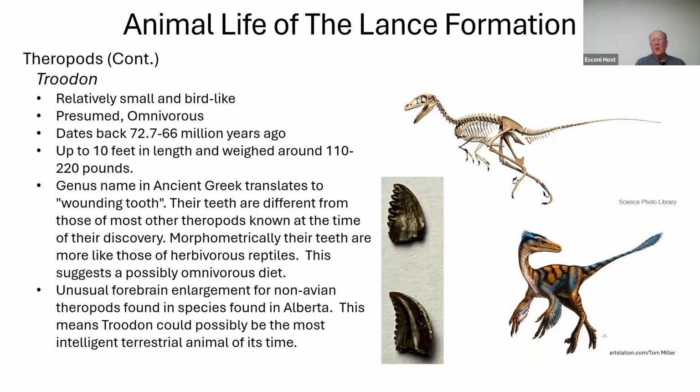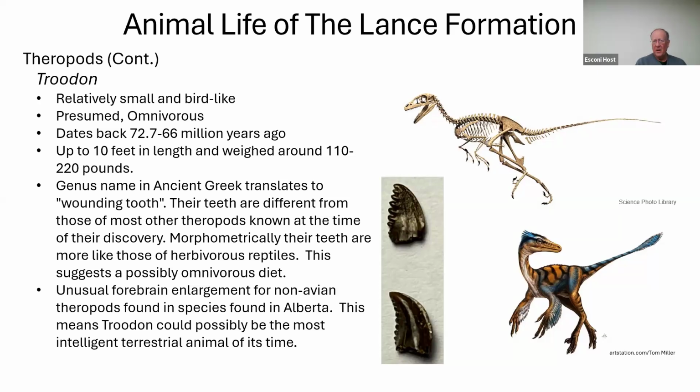Their teeth are different from those of other theropods known at the time of their discovery. The morphology makes them think that it may have been related to a herbivorous reptile instead of a carnivore type reptile. So that's one of the reasons why they think it may have been an omnivore. The structure of the tooth is very different in comparison to all the other theropods of that time.